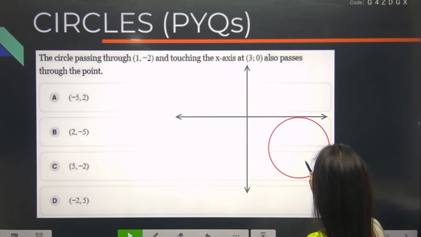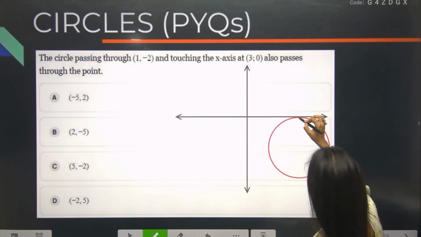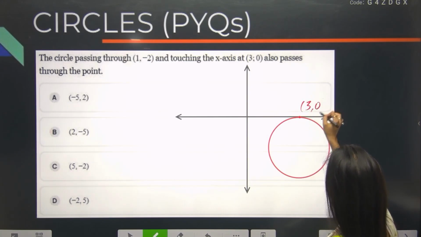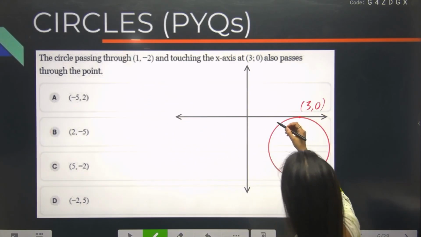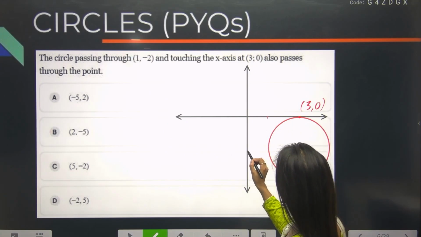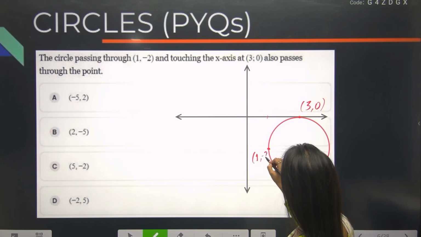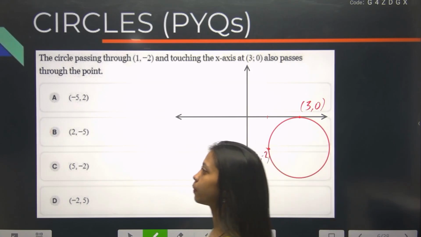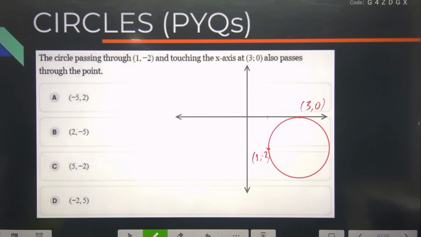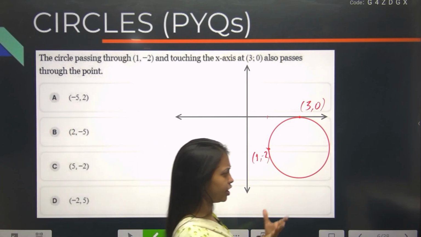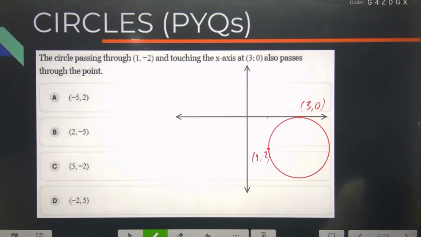Something like that. See, this is the point 3 comma 0, passing through 1 comma minus 2. So 1 comma minus 2, maybe like that. Correct. What are they asking? They are asking for the circle passing through this, which also passes through one of the points. Okay, so if I have an equation, then I can find it.